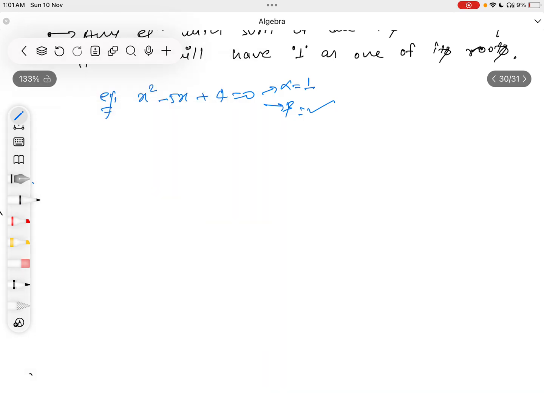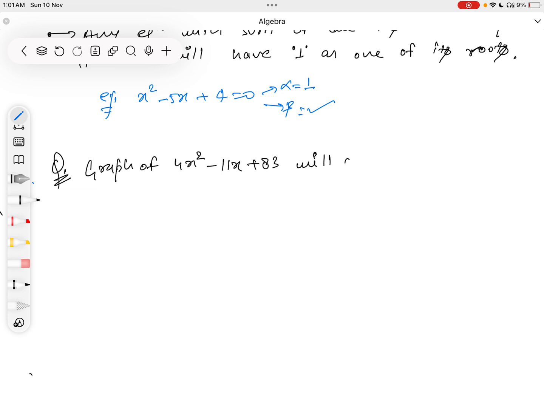Let's see the last question for today. The graph of 4x square minus 11x plus 83 will cut the x-axis at how many points?